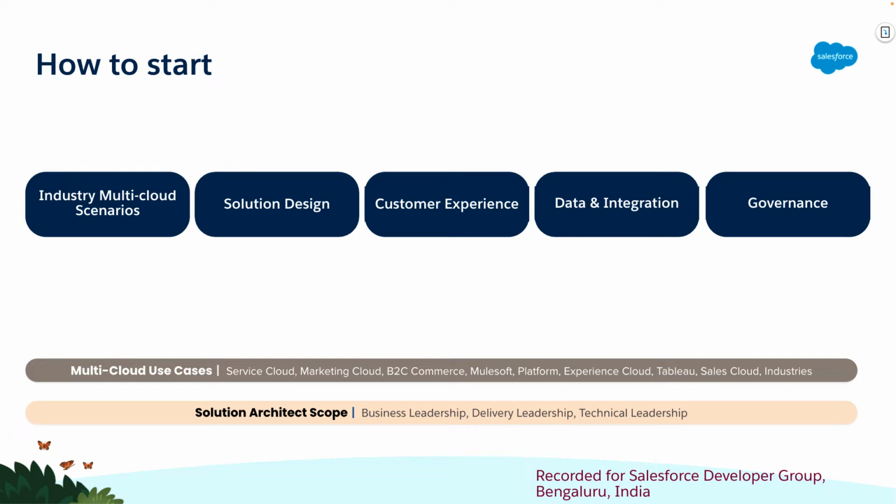The solution architect scope is across business, delivery, and technical leadership. So you as a solution architect have the opportunity to impact or influence these three line items as well. It's a pretty interesting role, and we do hope that with the upcoming slides you're able to understand more about the solution architect persona and go ahead with your journey. Yep. So now we have seen where to start from.